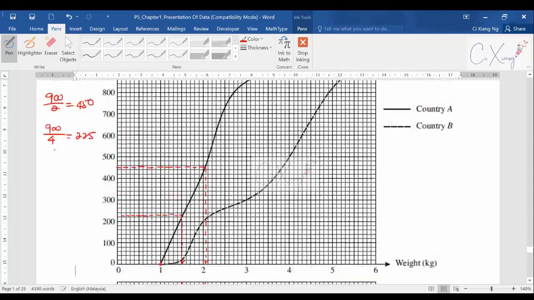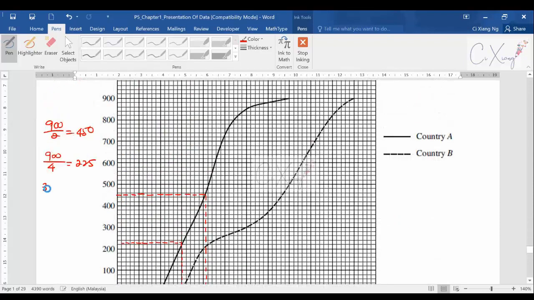Okay, then the same thing happens for Q3. Q3 means 3 times 900 divided by 4. So what do you get here? You should get 675. Okay, so where's 675? Close to 700, 680. So you draw again and you try to reflect it. Okay, so when you try to reflect it down, what is the value here?